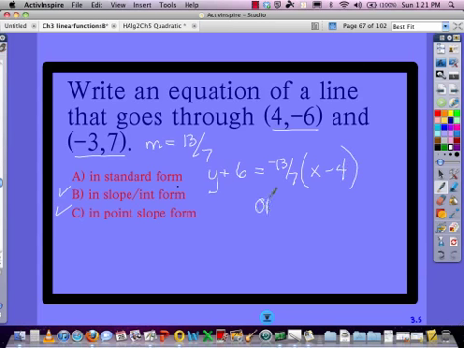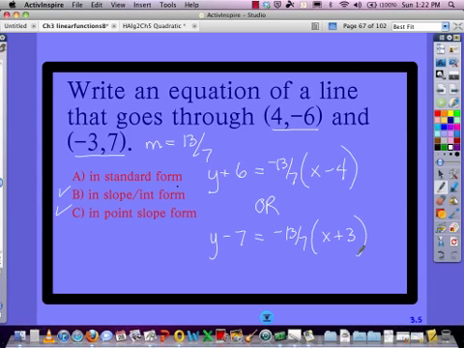That's one choice. Or you're saying, well, I don't like that point. I really prefer this other point over here. So you would write y minus 7 equals our slope times x minus a negative 3 would be x plus 3. And either one of those equations would be acceptable for an equation in point slope form. Okay?